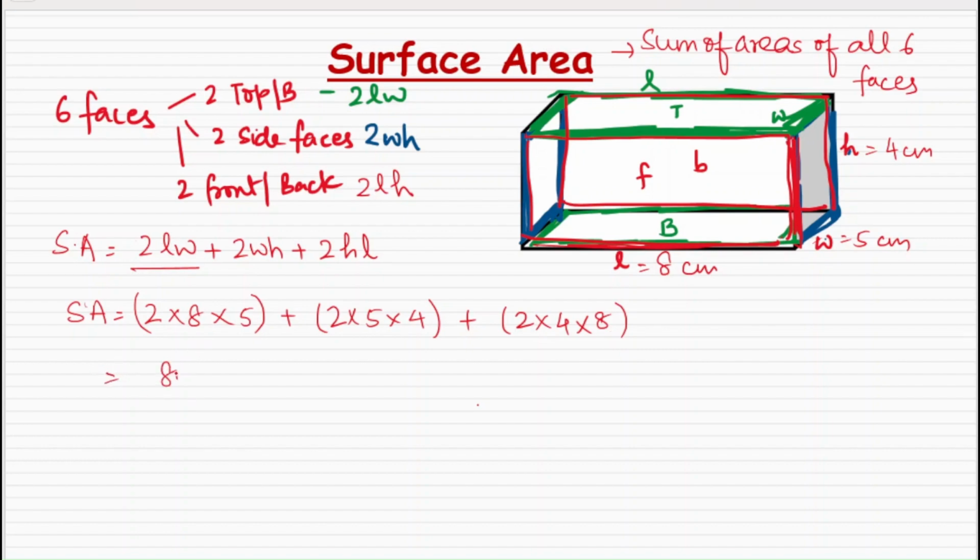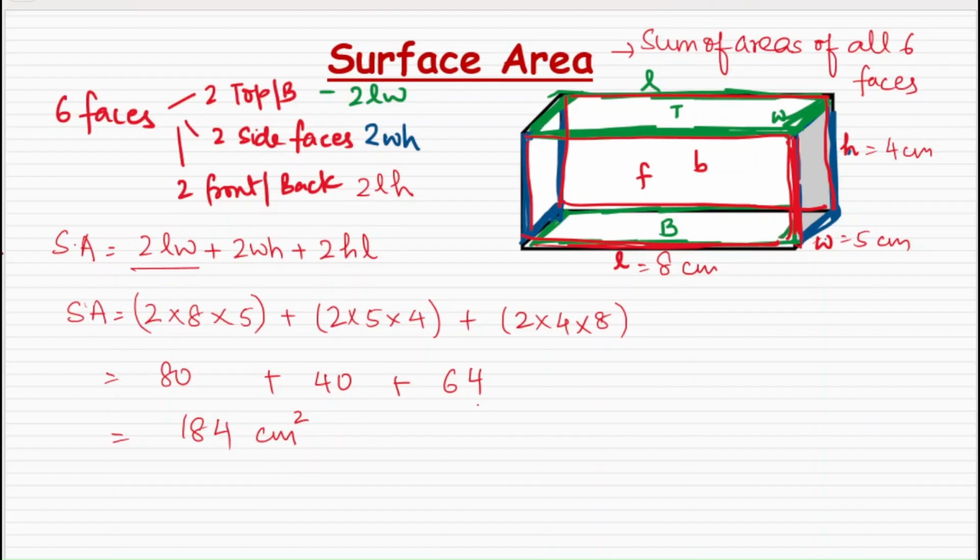Now this will give me 80, plus this will give me 40, plus this will give me 2 times 4, 8. 8 times 8 is 64. And eventually my answer comes out to be 184. Now what about the units? All the dimensions were in centimeters, so of course centimeters, but since it's an area, area is always measured in square units, centimeter square, meter square.